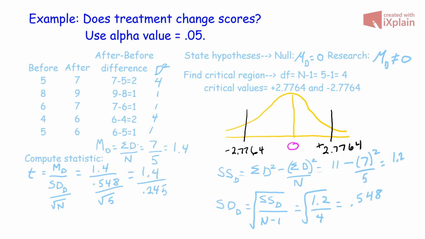If we crunch those numbers, we're going to get an obtained t value of 5.71. That is found right in there on the curve. It is in the critical region, which means we are going to reject the null. It's in the top critical region, which means that we increased scores.